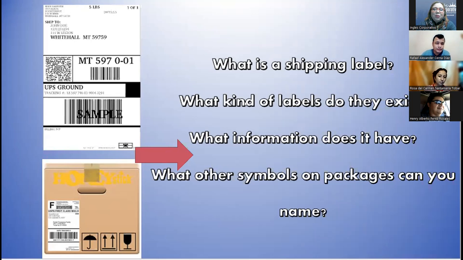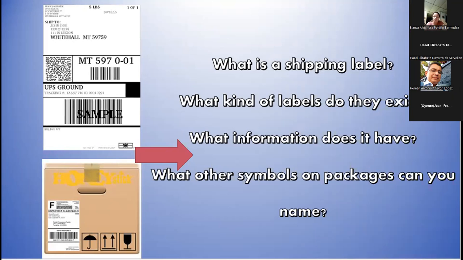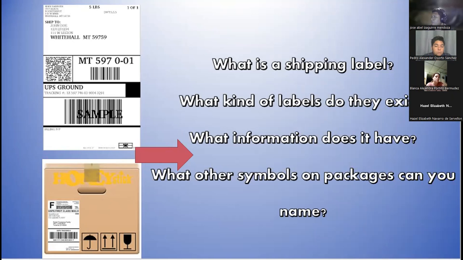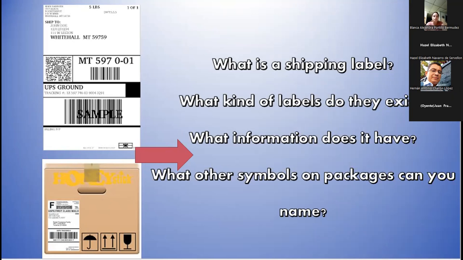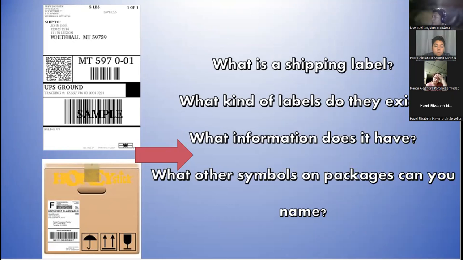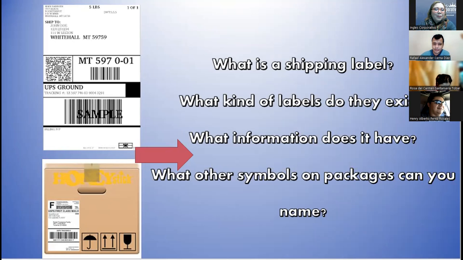Let's see, what kinds of labels exist? Remember, we talked about some of them. Types of shipping labels that we saw yesterday: mailing label, return label, international shipping label. Excellent. Domestic label. Yes. Okay, then, what information does it have?